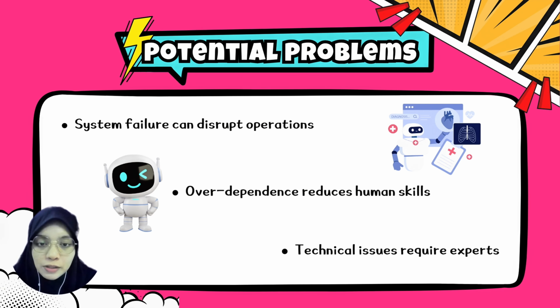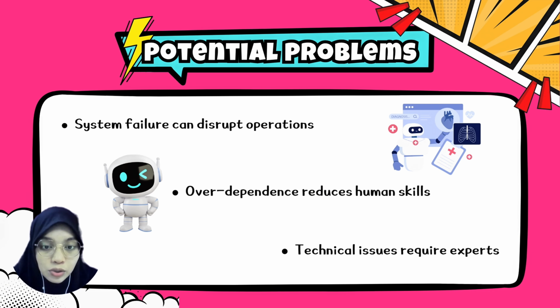Potential problems. First, system failure can disrupt operation. If an assistive robot responsible for moving heavy patients or transporting critical medication suffers a battery failure or a software crash, human staff must then drop their current duties to handle the robot's failed state, disrupting the entire workflow.